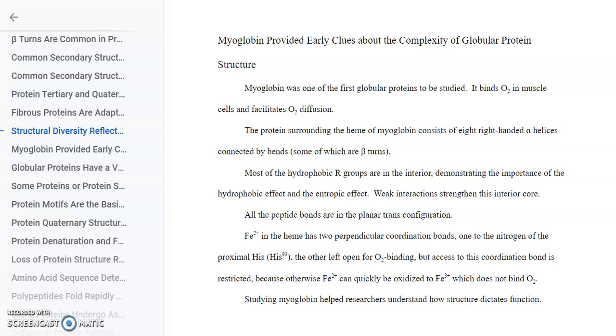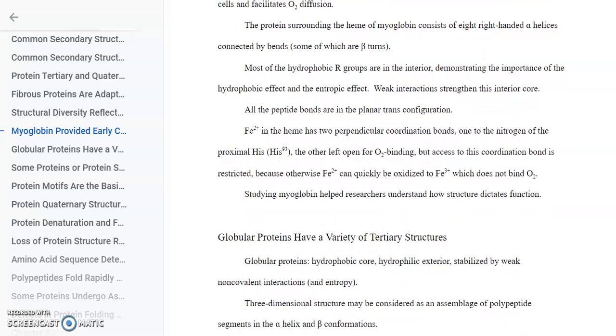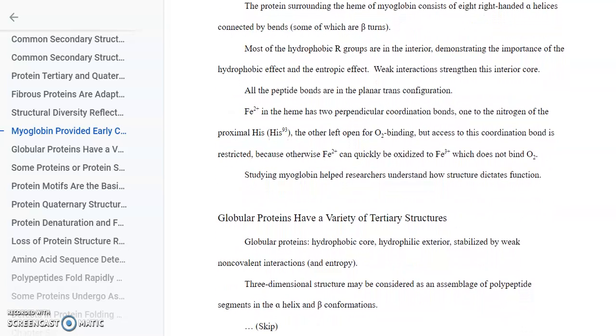The protein surrounding the heme of myoglobin consists of 8 right-handed alpha helices connected by bends, some of which are beta turns. Most of the hydrophobic R groups are in the interior, demonstrating the importance of the hydrophobic effect and the entropic effect. Weak interactions strengthen this interior core. All the peptide bonds are in the planar trans configuration.